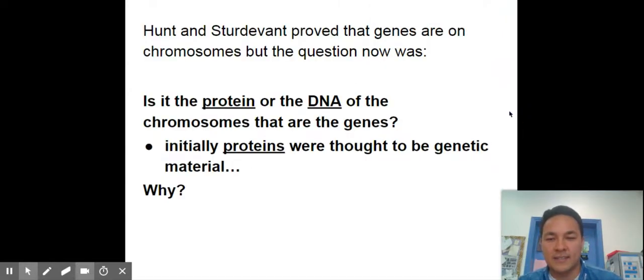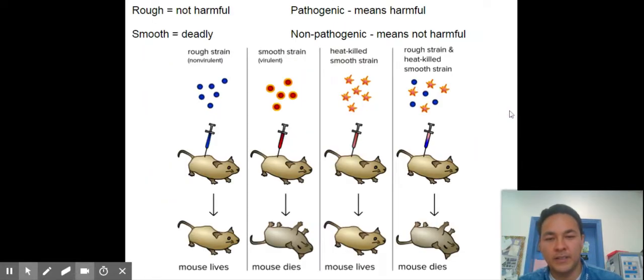So these guys, Hunt and Sturdivant, figured out that there's genes and chromosomes and they're going to code for phenotypes, or what we see. But the question was, is it the protein or the DNA that is the important material for heredity? You don't need to know anything about Hunt and Sturdivant, but you will need to know a little bit about this experiment. I'll give you information on it, and you just need to recall what happened and then get from that what can be the claim evidence reasoning.